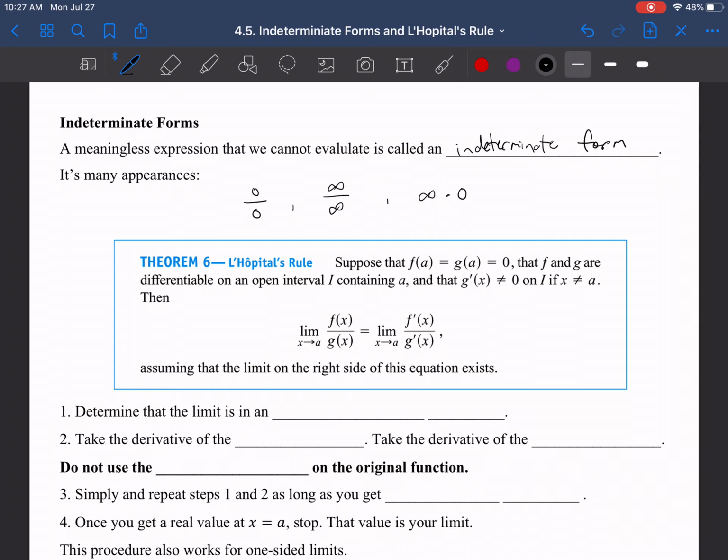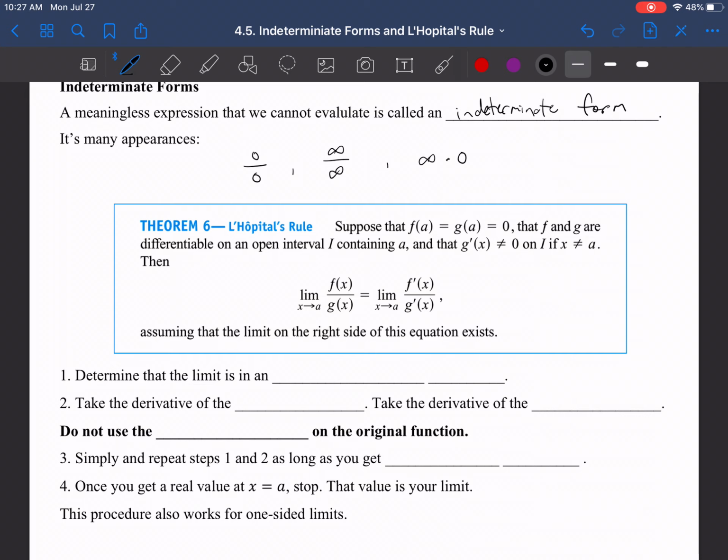So let's suppose that f of a equals g of a equals 0, and that f and g are differentiable on an open interval I containing a, and that g prime of x does not equal 0 on I if x does not equal a. Then what we're basically saying is that the limit of the numerator function divided by the denominator function as x goes to a, if that is indeterminate, will equal the limit as x goes to a of the derivative of the numerator divided by the derivative of the denominator, assuming that the limit on the right-hand side exists.